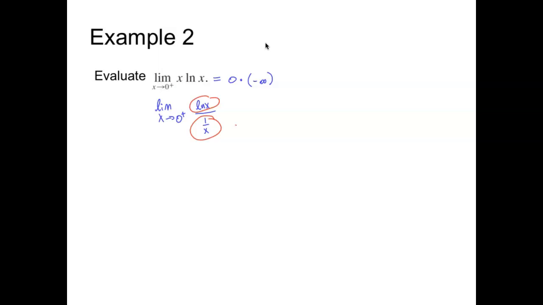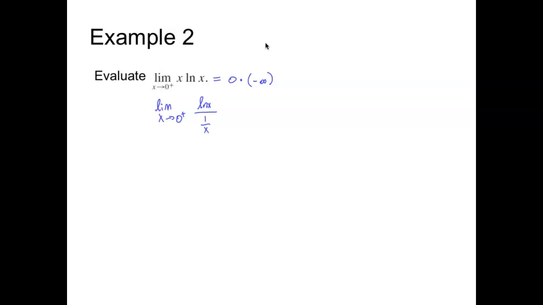So this way I would take the derivative of natural log x and the derivative of 1 over x separately. The other way I would take the derivative of x, and then I would have to take the derivative of 1 over natural log x. The problem with this is it's going to be kind of difficult to take the derivative of 1 over natural log x. You're going to have to use like chain rule, and it's going to be a bit messier. So I'm going to opt to write my product or my quotient the other way. I'm going to write it as natural log x over 1 over x.